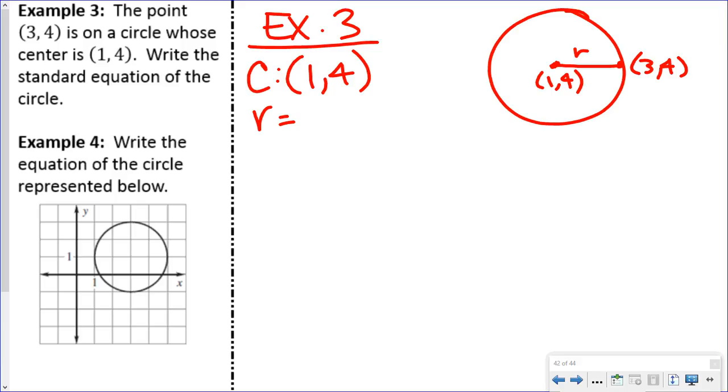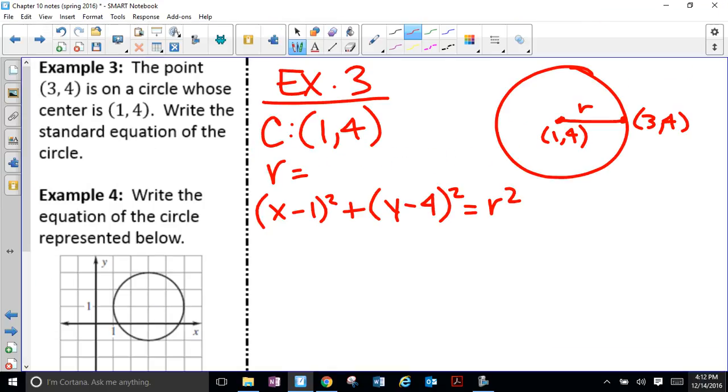We've actually got a couple of choices. You could first start out by putting in your center. So you could say this is x minus 1 squared plus y minus 4 squared equals r squared. We just don't know what that is. Now you could put in the other point, 3, 4, this in as your x and this in as your y into this equation, and that would tell you what r squared is.